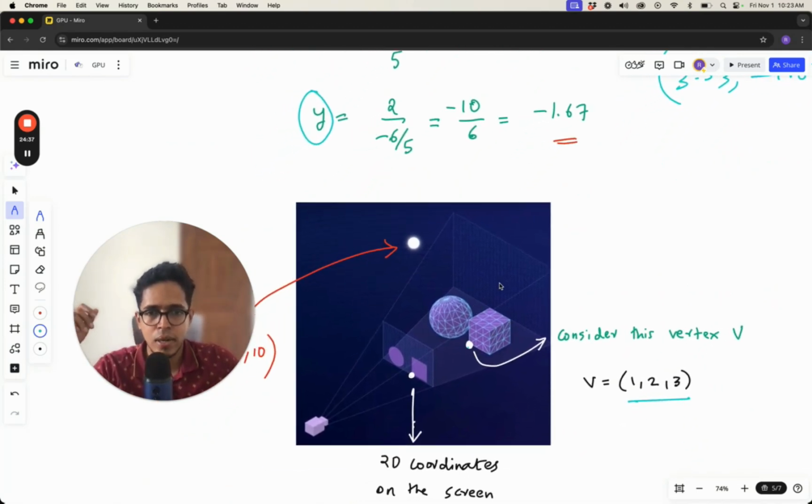Now you might be wondering, in this picture, this does not look like 3.33, minus 1.67. Of course, it does not look like that, because I took the pictures separately, and this numerical calculation I created separately. The picture I just added to give you an idea, not to show you the exact coordinates and the exact final rasterized 2D coordinates.